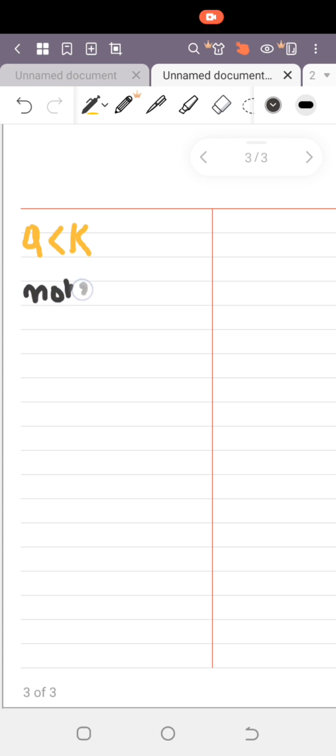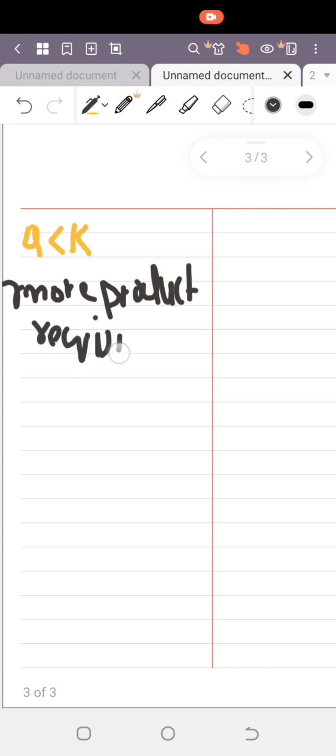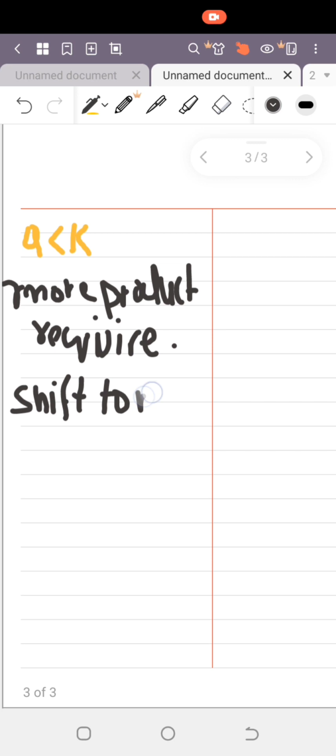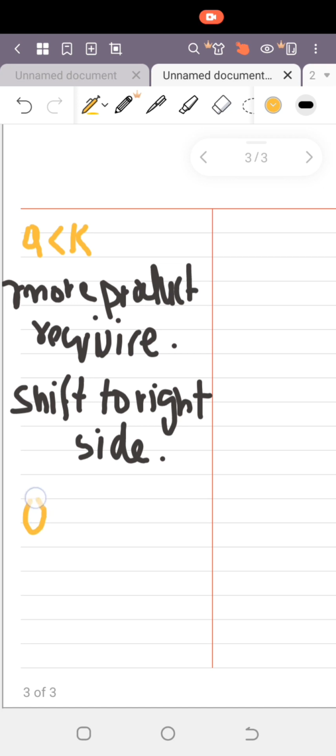More product required to achieve the equilibrium. In this condition, the system will shift to the right side to achieve the equilibrium. This means from reactant to product, it will shift to the right side.